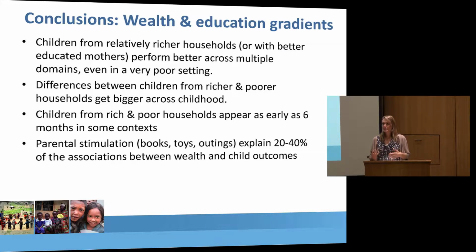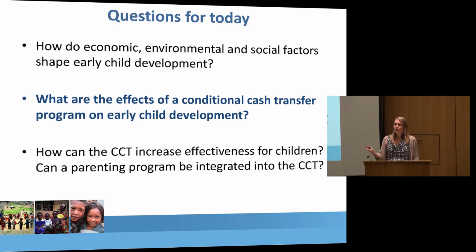And again, we're in the process now of preparing that paper, so that story will be continued at some point. We saw that children from rich and poor households, the differences appear as early as 6 months in some contexts, and parental stimulation, books, toys, and outings can explain 20 to 40% of the associations between wealth and child outcomes. So this leads to the second question, which is, what can interventions do to improve child development?